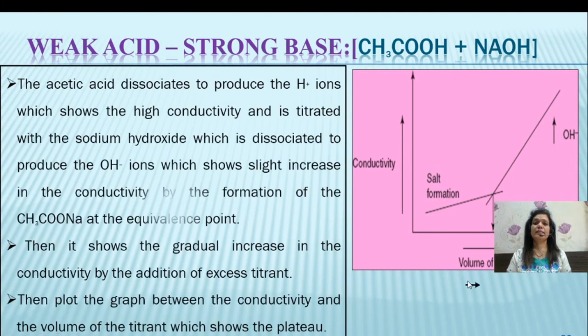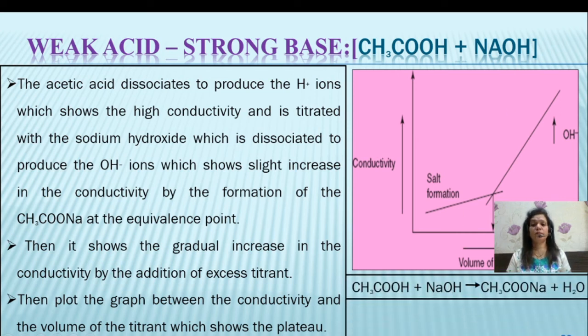Weak acid, strong base: weak acid CH3COOH and strong base NaOH. We have taken the weak acid in a beaker and started the titration by addition of NaOH. Initially the weak acid dissociates and produces few H+ ions, so there is an increase in conductivity as you form CH3COONa: CH3COOH plus NaOH gives CH3COONa plus water. When the salt formation is complete, excess addition of NaOH to your solution gradually increases the conductivity, and you get an increase in conductivity due to OH- ions.